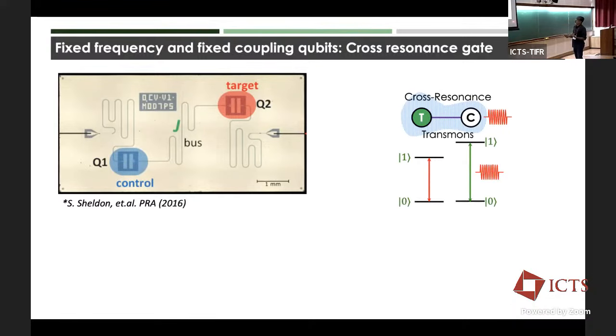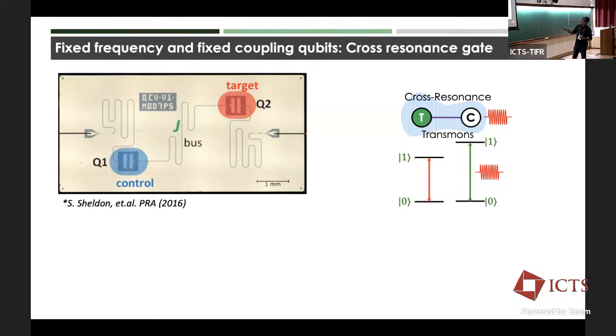So one particular method, which is quite popular and used in all of the IBM processors, is the cross resonance gate. Okay, so this tells you the picture. You have two level systems. It's a transmon, so there are higher levels, but let's ignore them for now. And they are slightly different frequencies. Typically, this number is somewhere between 10 to 100 megahertz. That's sort of the range in which you work in.